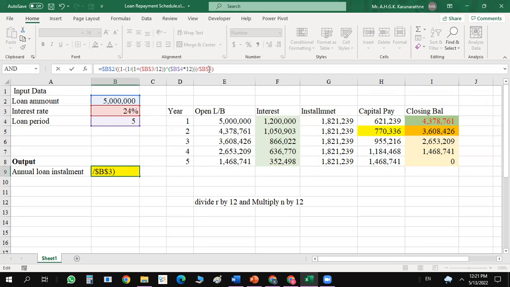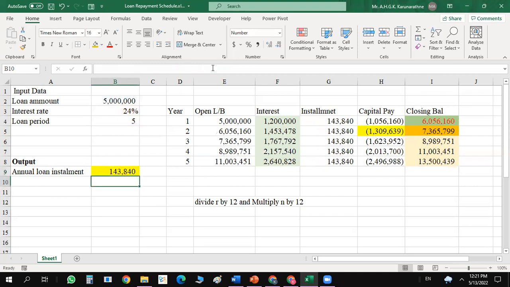Then here you have again R. I told you each and every R, if there's any, should be divided by 12. Divide this by 12. And you can see these are our monthly installments.